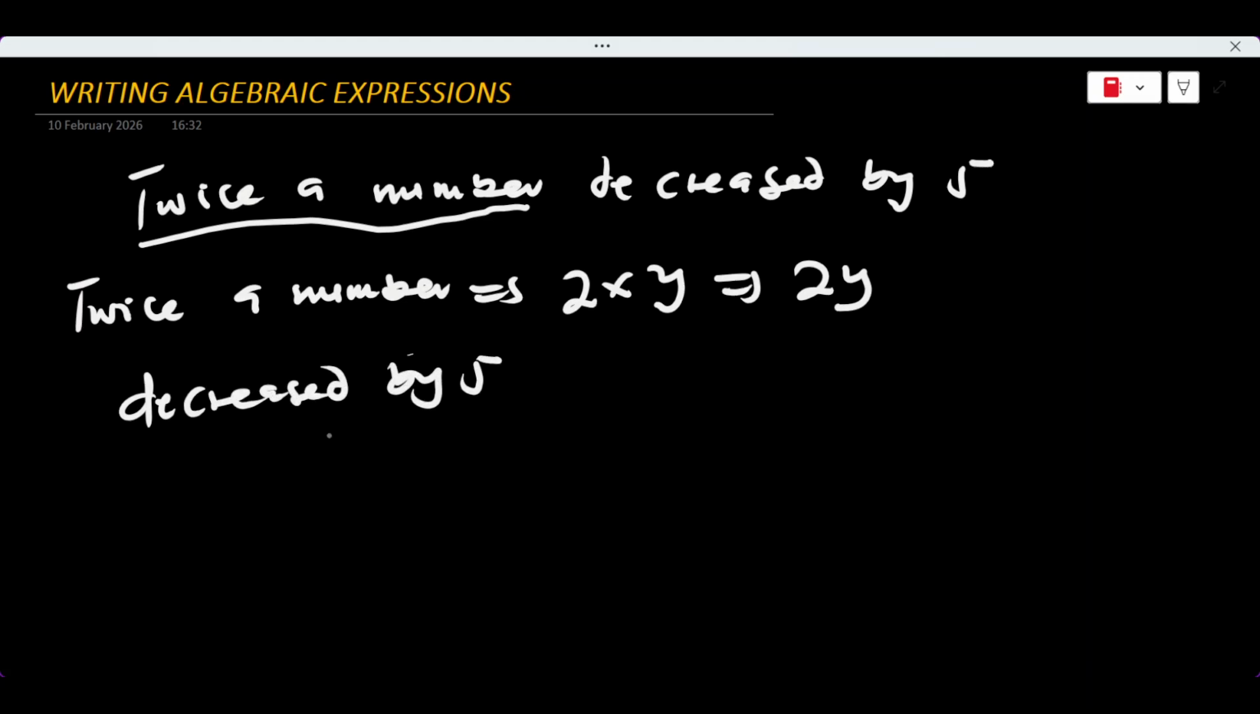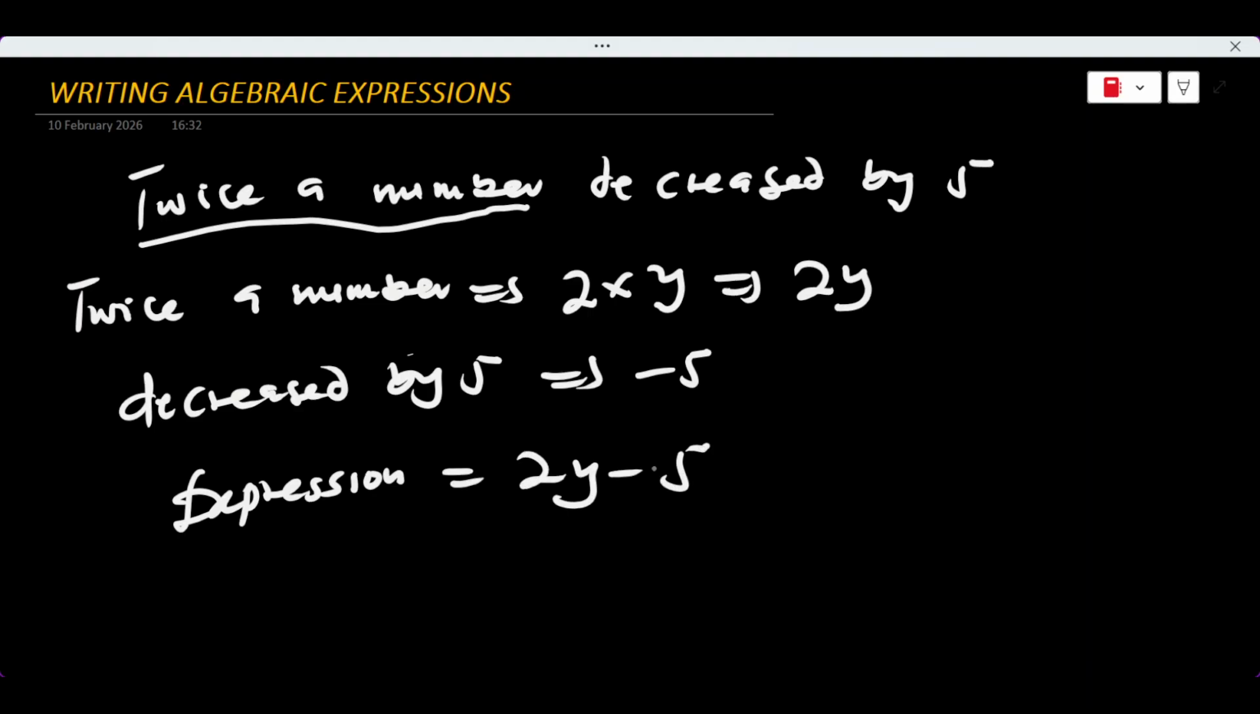Alright, so that is twice a number, decreased by 5. And the moment you hear the word decrease, it means subtraction or minus. Sometimes you may hear the words less than. So it all means subtraction or minus. So decrease by 5 means minus 5. So our expression will now be 2y minus 5.